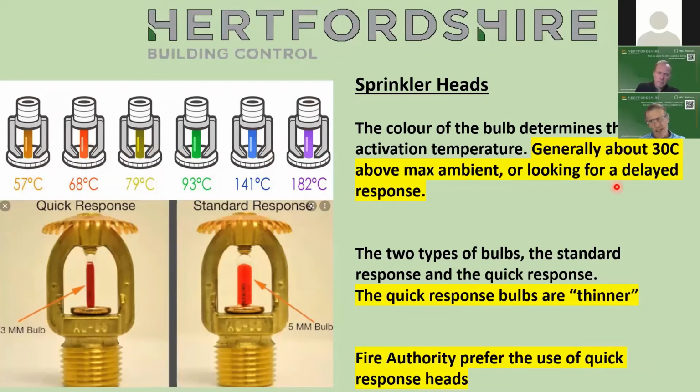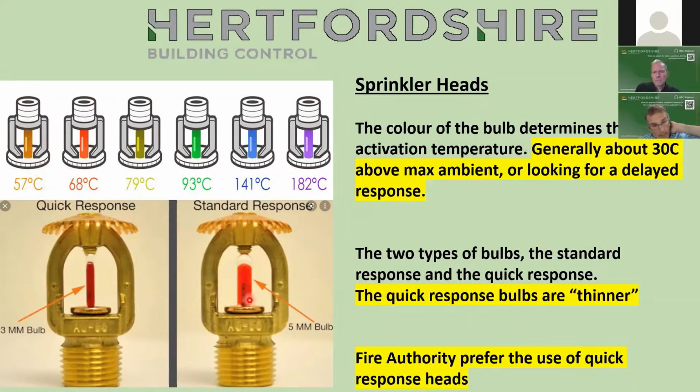Those are the different temperatures, and it's generally 30 degrees above ambient. So if your maximum ambient is going to be, say, 40 degrees, and you stick 30 on top of that, it's 68. Roughly, you would generally use a red bulb, but theoretically there wouldn't be anything stopping you using a green one. And to be fair, the brown one would probably be okay too.